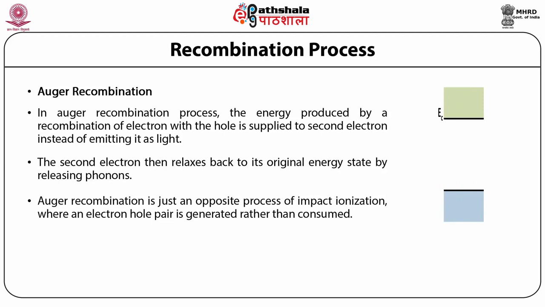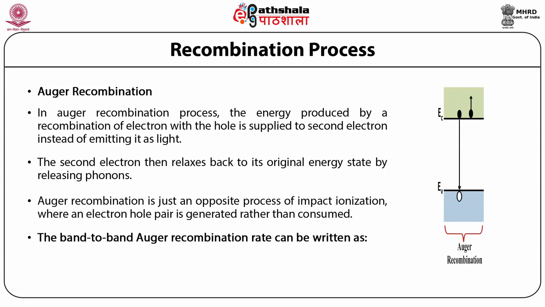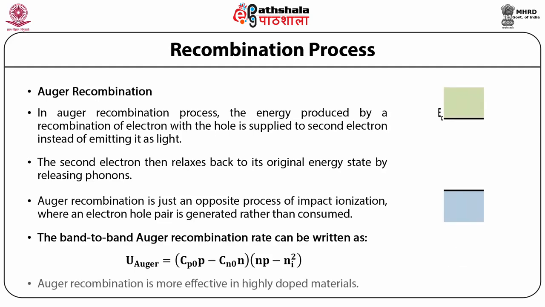Auger recombination is just the opposite process of impact ionization, where an electron-hole pair is generated rather than consumed. The band-to-band Auger recombination rate can be written as U_Auger is equal to (Cp0 multiplied by p plus Cn0 multiplied by n) multiplied by (np minus ni square). Also, the Auger recombination process is more effective in highly doped materials.